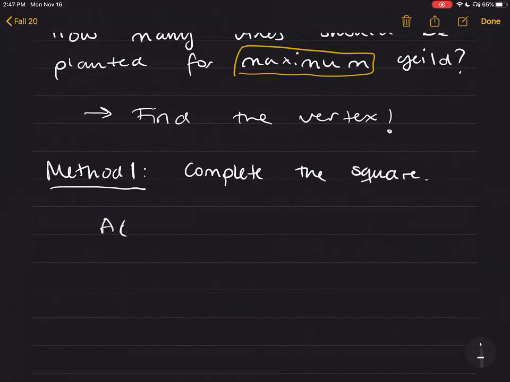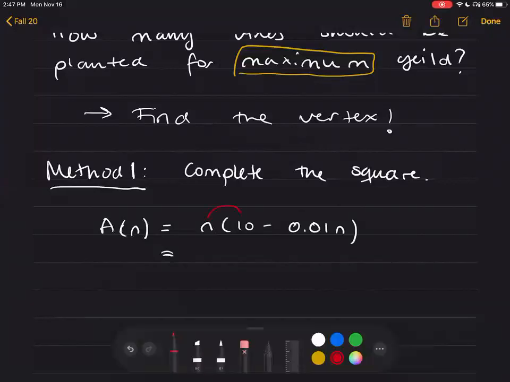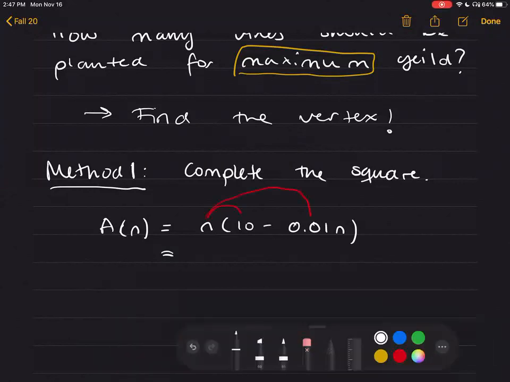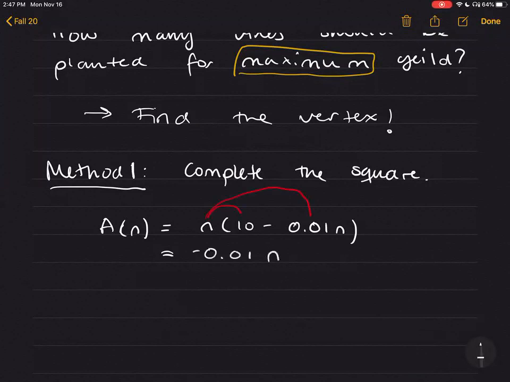So A(n) was this, right? We're going to just do the same thing that we did last time. So first I'm going to expand it. I'm going to FOIL the n in there, and we're going to get negative 0.01 n squared, sorry, plus 10n.